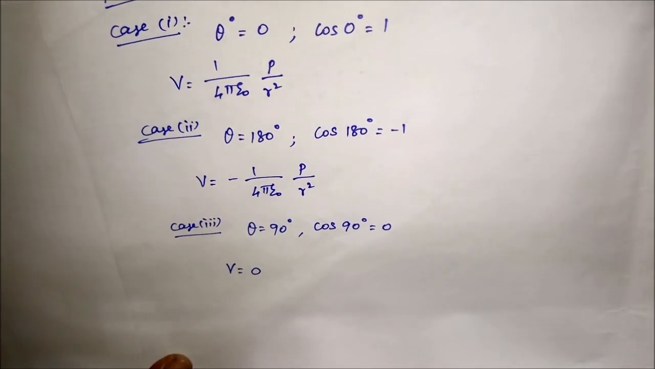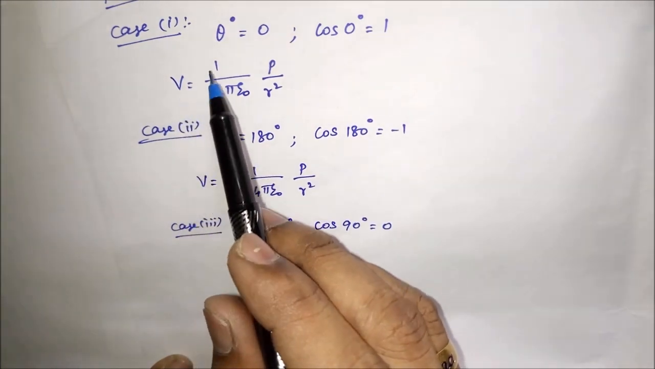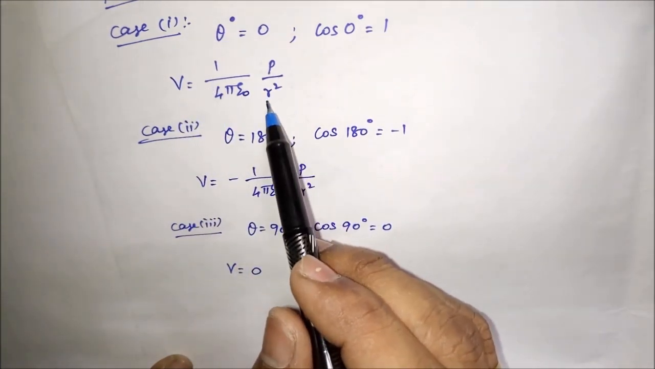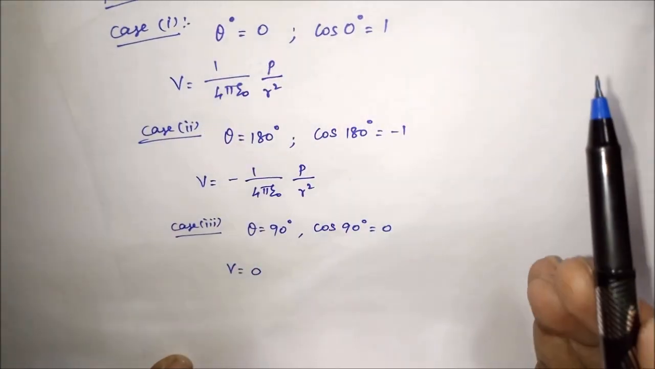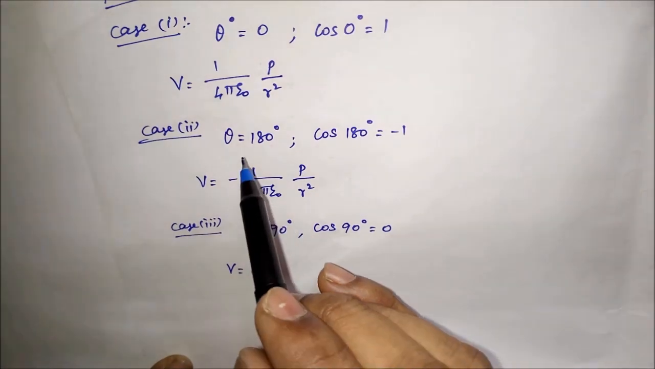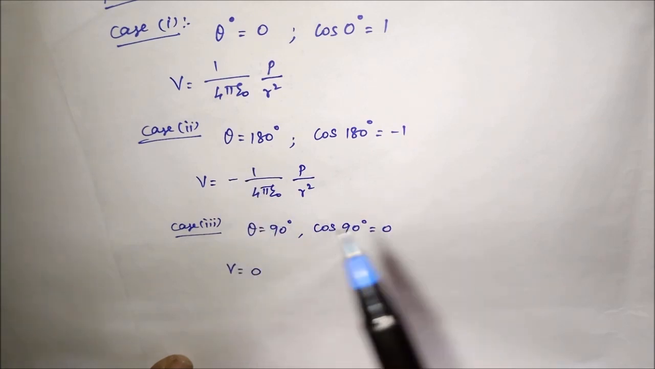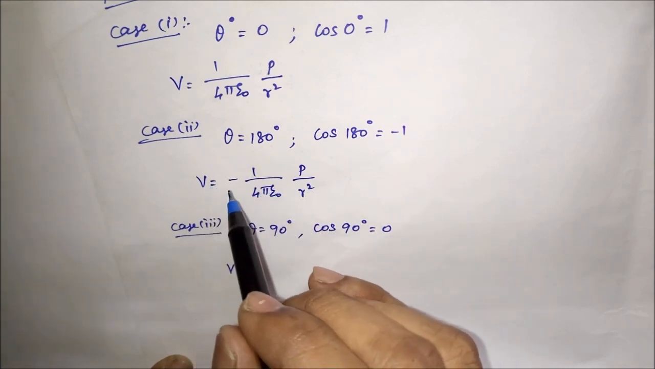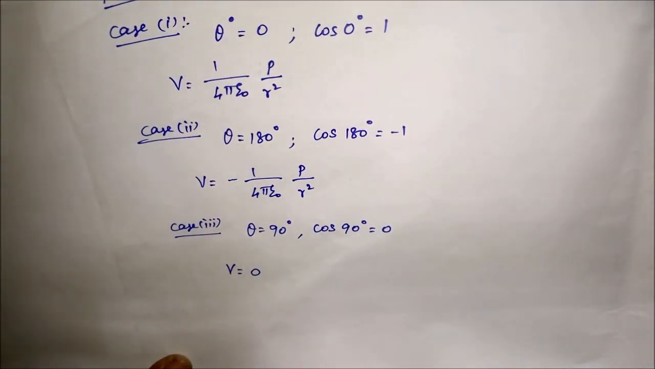So with respect to the position of the external point, the potential varies. V is equal to 1 divided by 4 pi epsilon naught times P divided by r squared when the external point is along the axis of the dipole moment, and if the external point is opposite to the direction of the dipole moment, then you get minus 1 divided by 4 pi epsilon naught times P divided by r squared. If you consider the point perpendicular to that, then the potential becomes 0.